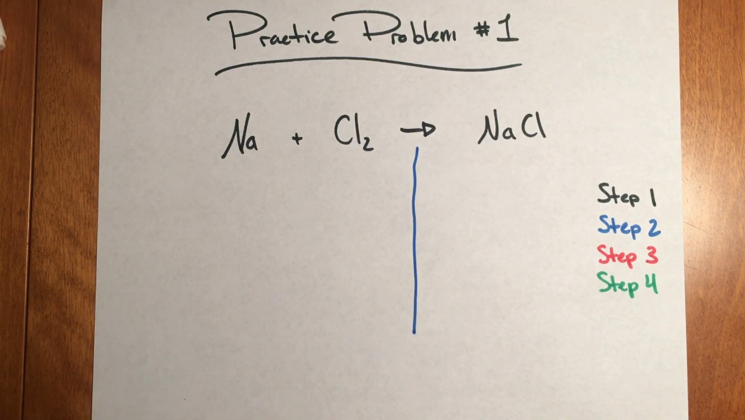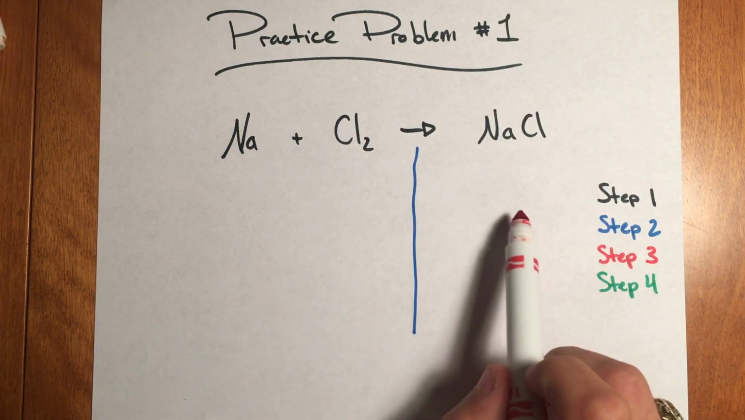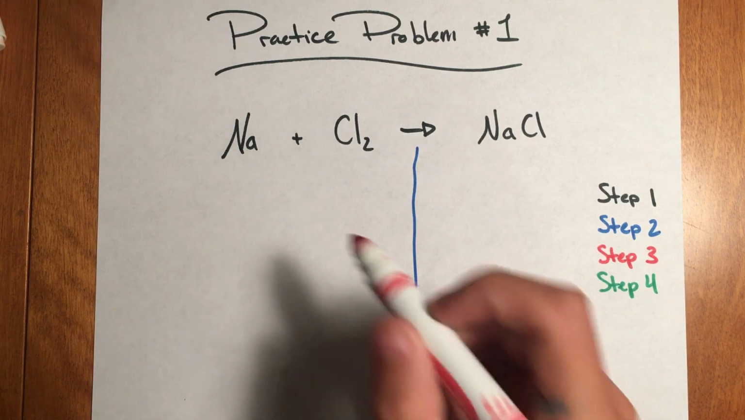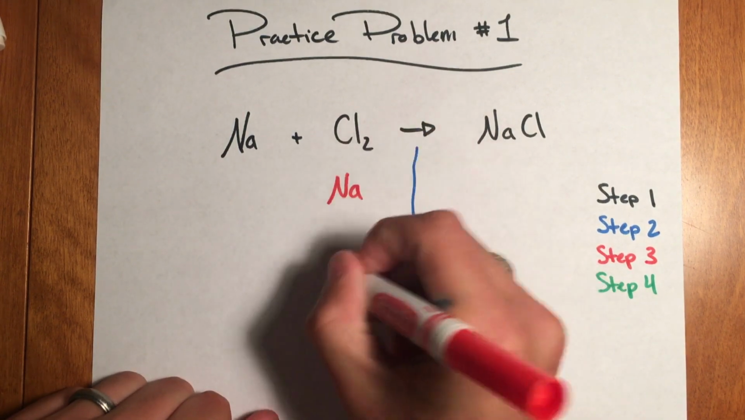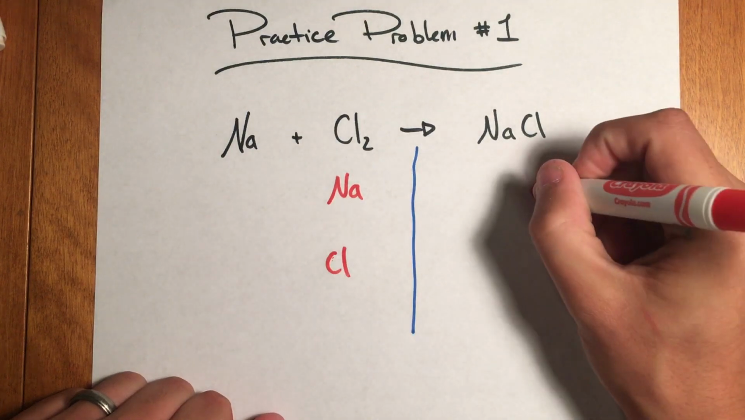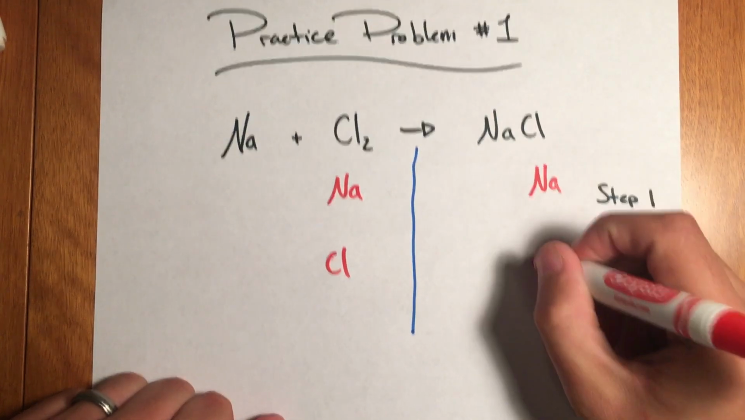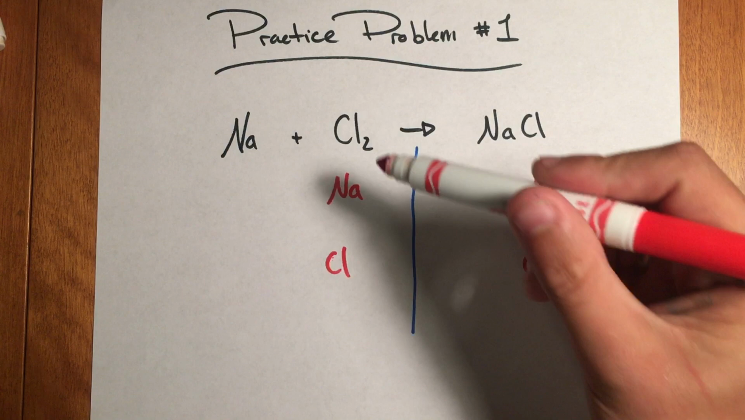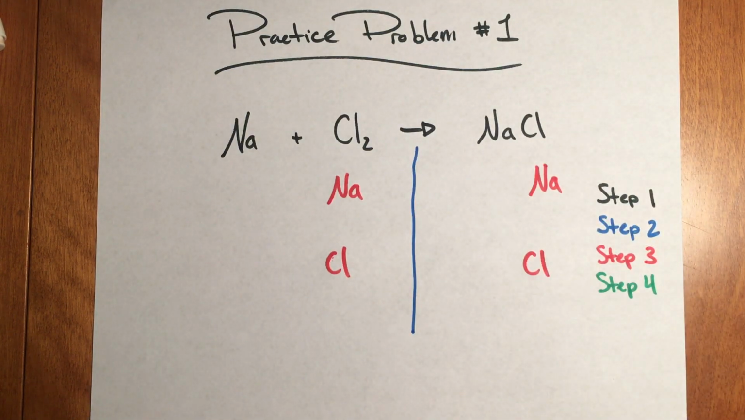And then moving on from that, step 3 is to count the number of each element on both sides of the reaction. So we've got the products over here and the reactants over here. So we've got sodium here, chlorine here, and then sodium and chlorine there. Make sure you write them in the same order on both sides of the reaction. So let's count them up.